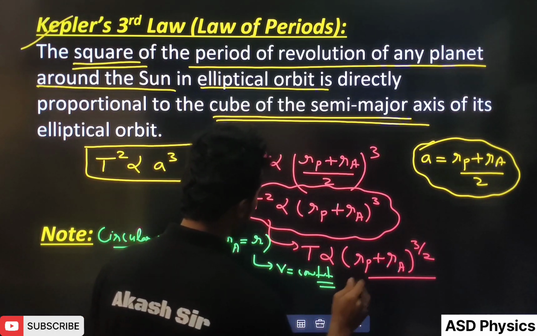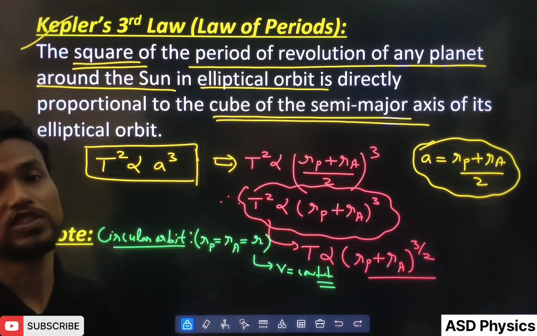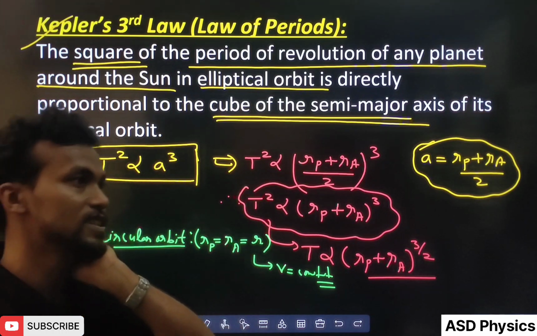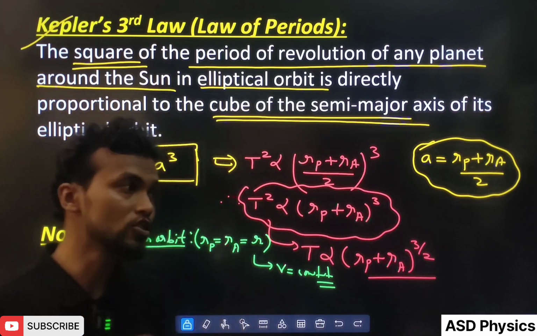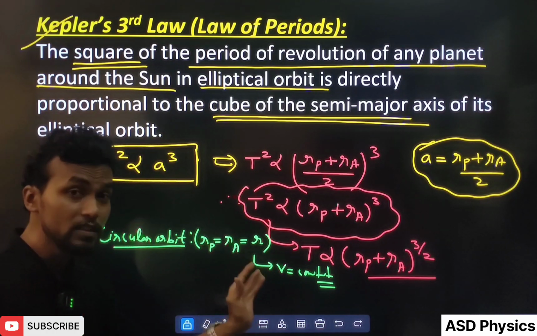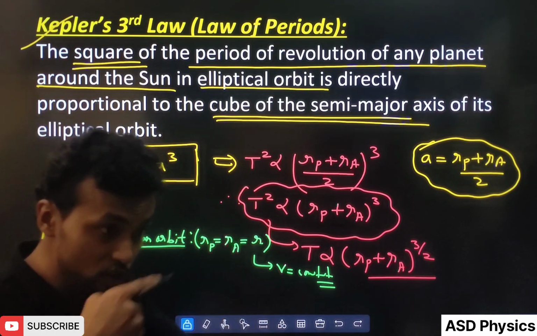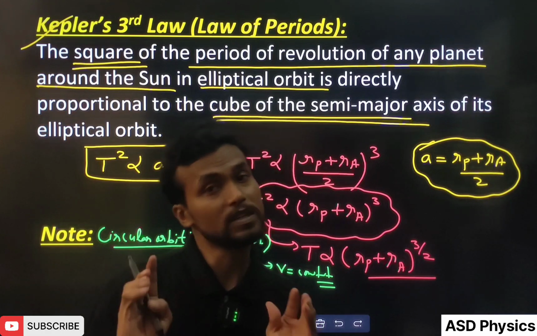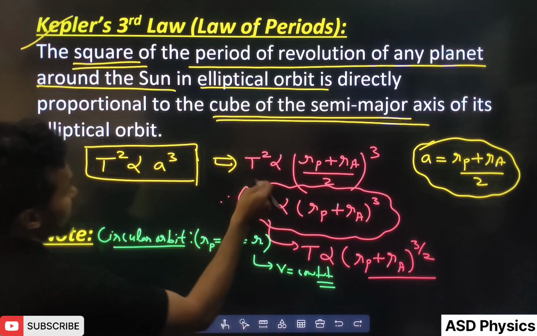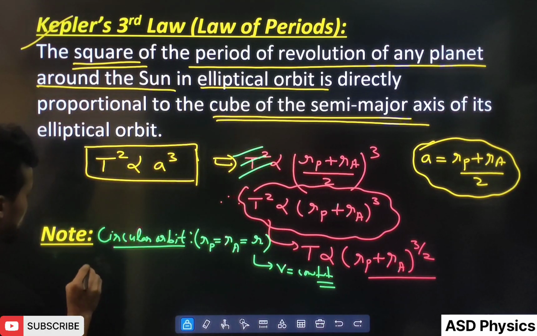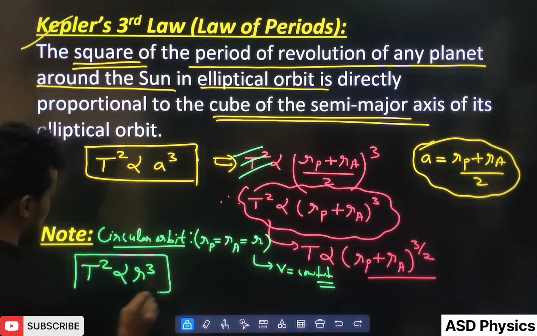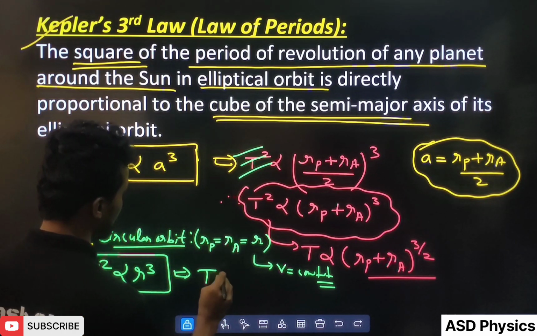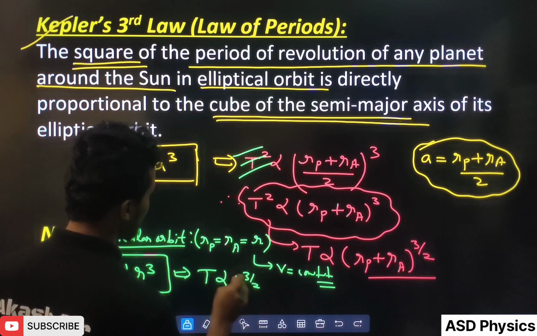In case of elliptical orbit, r keeps on changing, so v keeps on changing. Perihelion had maximum speed, aphelion had minimum speed. But in case of circular orbit, r will be constant, v will also be constant, speed will not change. Velocity will change because direction is changing, but speed will be constant. So for the circular orbit, T square is directly proportional to r cube, or you can write T directly proportional to r to the power 3 by 2.